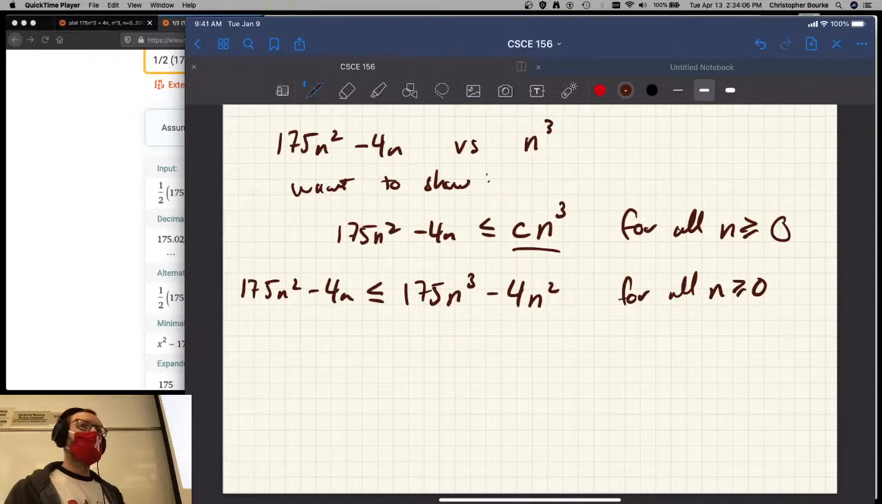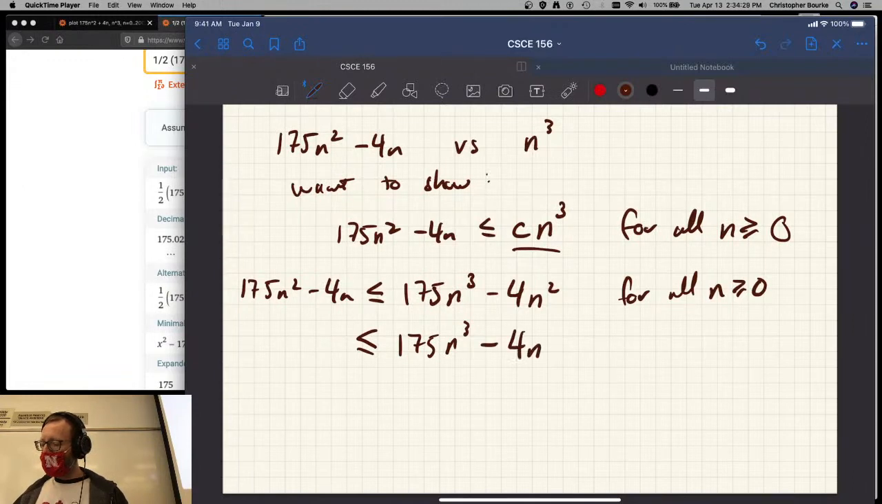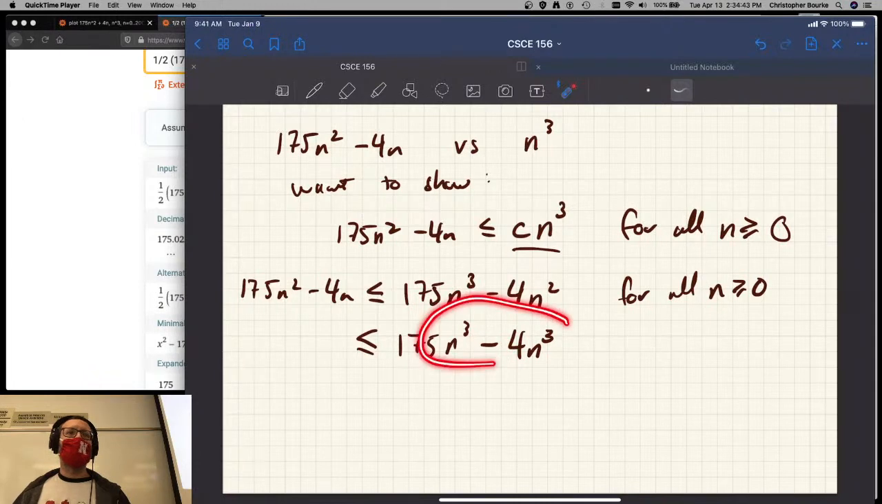The first term kind of looks like n cubed. The second doesn't, though. The beauty about this is that we don't have to make the entire thing bigger. We can make individual terms bigger as long as that inequality is satisfied. What I mean by that is this is 175 n cubed minus 4 n cubed. Is it? I made this thing bigger, but I'm subtracting it, which makes the entire thing smaller. You have to be careful.